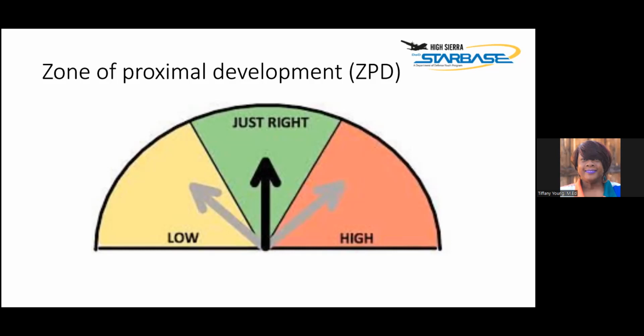And you as an educator have to try and understand what level the students in your class are at, and it'll help you with being able to be in that just right category with your students.